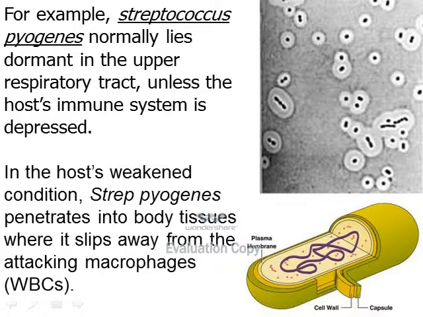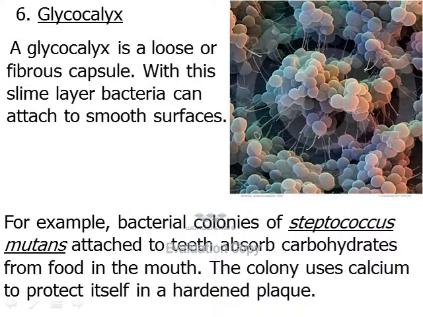That gives Streptococcus pyogenes permission to divide and penetrate into our body tissues. Where it has that capsule, it's going to slip away from our macrophages, and we're going to get sick. A glycocalyx is a loose, fibrous capsule. We call it the slime layer.